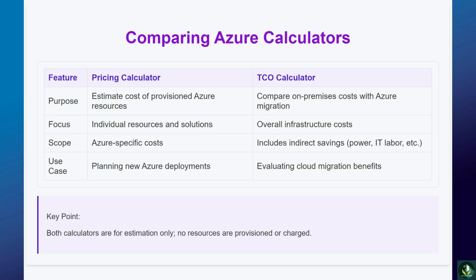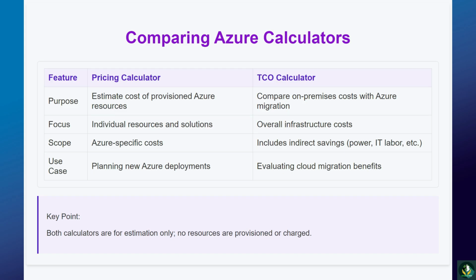On the other hand, the total cost of ownership (TCO) calculator serves a different purpose. It's designed to help you compare the cost of running your infrastructure on-premises versus in Azure. Key features of the TCO calculator include comparative analysis. It helps you understand the potential cost savings of migrating to Azure. Holistic view. The TCO calculator considers not just the direct costs of running workloads, but also indirect savings from reduced power consumption, IT labor, and hardware costs.